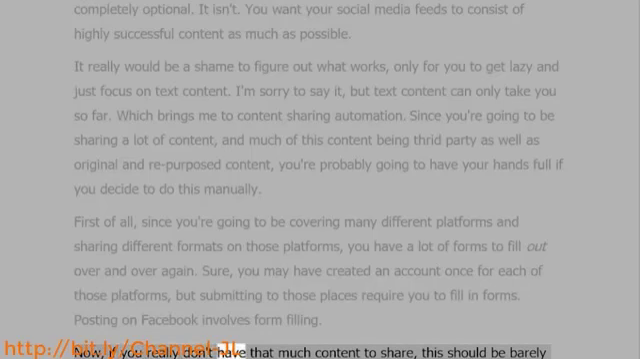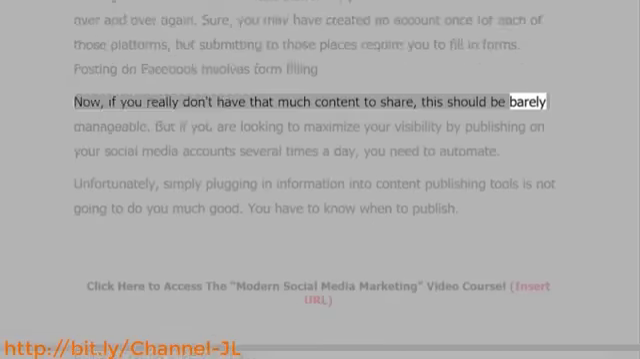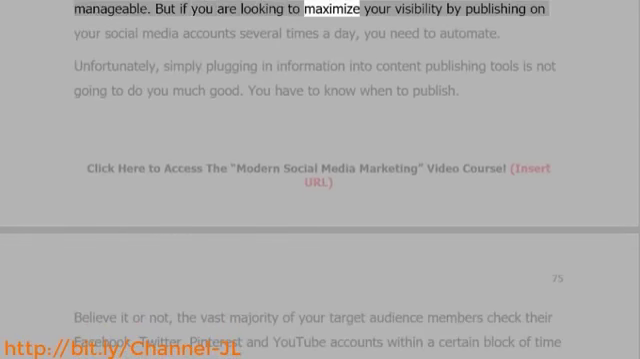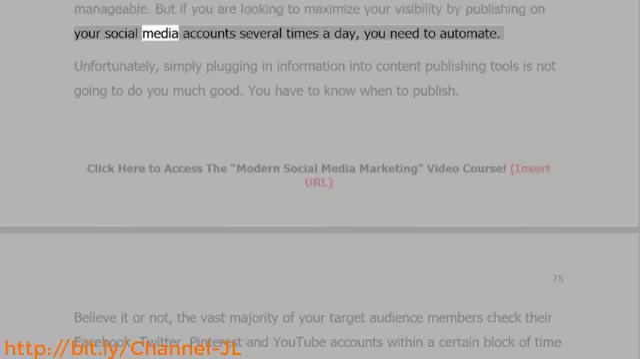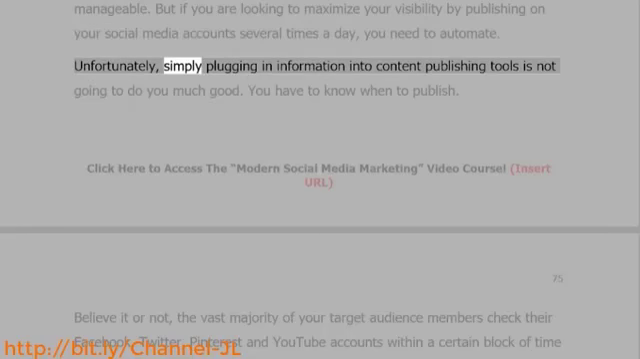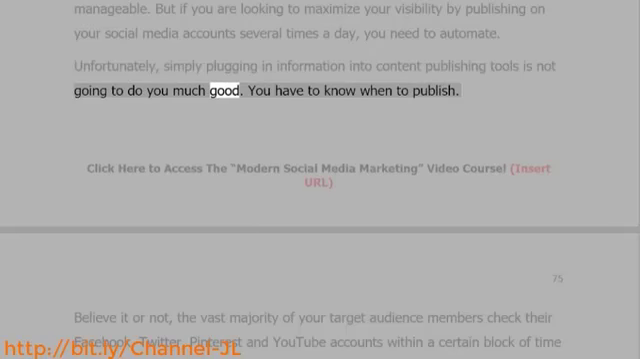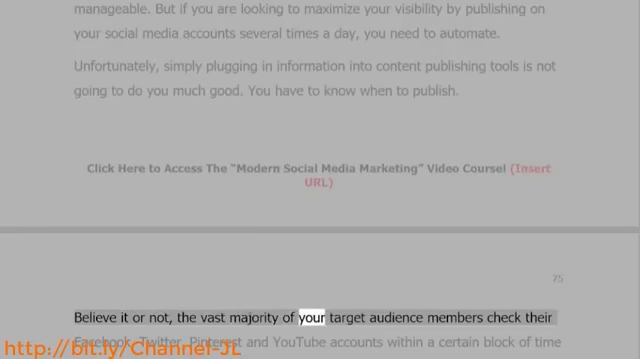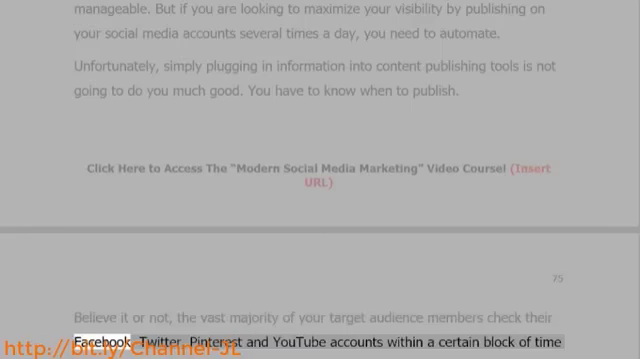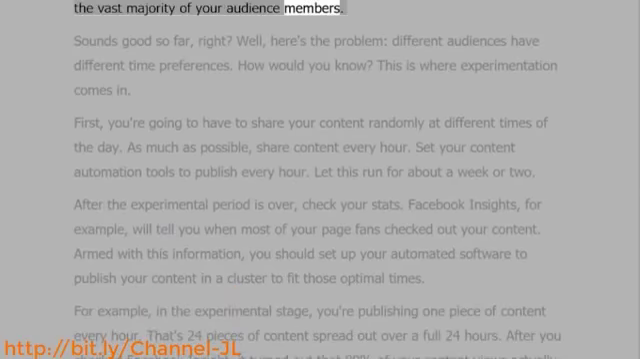Now, if you really don't have that much content to share, this should be barely manageable. But if you are looking to maximize your visibility by publishing on your social media accounts several times a day, you need to automate. Unfortunately, simply plugging in information into content publishing tools is not going to do you much good. You have to know when to publish. Believe it or not, the vast majority of your target audience members check their Facebook, Twitter, Pinterest and YouTube accounts within a certain block of time every single day. Post outside of that block of time and you miss the eyeballs of the vast majority of your audience members.